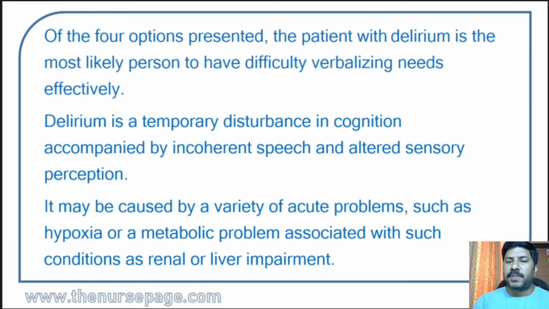Delirium may be caused by a variety of acute problems such as hypoxia. Hypoxia is one of the causes of delirium, as it can damage the brain and lead to delirium. At the same time, metabolic problems also lead to delirium, that is hyponatremia, renal impairment, liver impairment. These all lead to delirium.